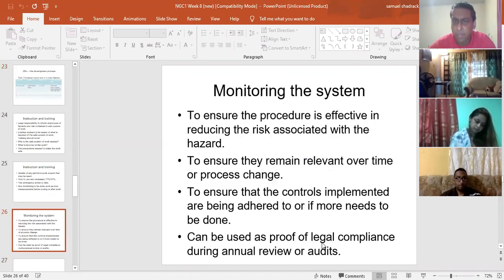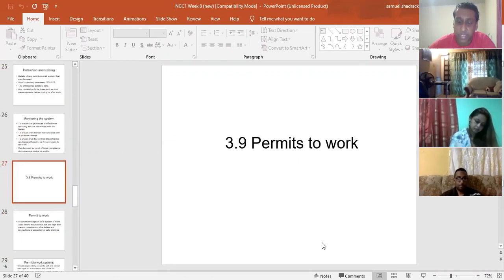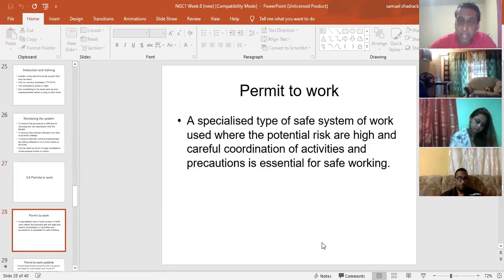So the main thing you need to know about a permit to work is that it is a type of safe system of work, meaning it's a way of getting work done in a safe way. But a lot of you know that it's really used for high-risk jobs, used where the potential risks are high and careful coordination of activities and precautions is essential for safe working.